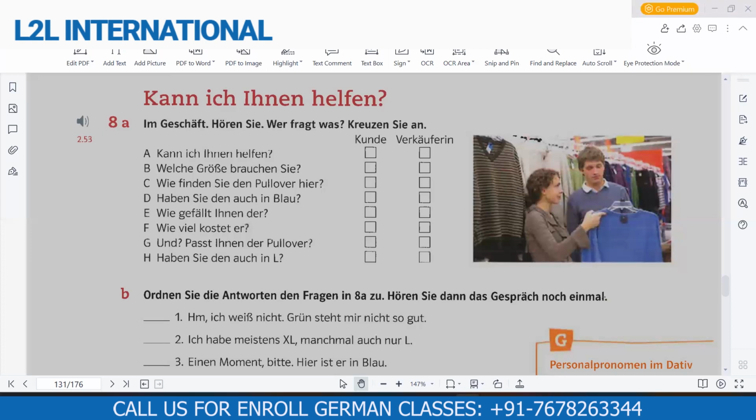Welche Größe brauchen Sie? Said by Kunde. Größe means size. So, which size do you need? Kunde oder Verkäuferin jetzt? Verkäuferin, richtig? Because they ask for the size, which size do you need? Okay, das ist Verkäuferin. Okay, then Ashwin, next one, bitte.